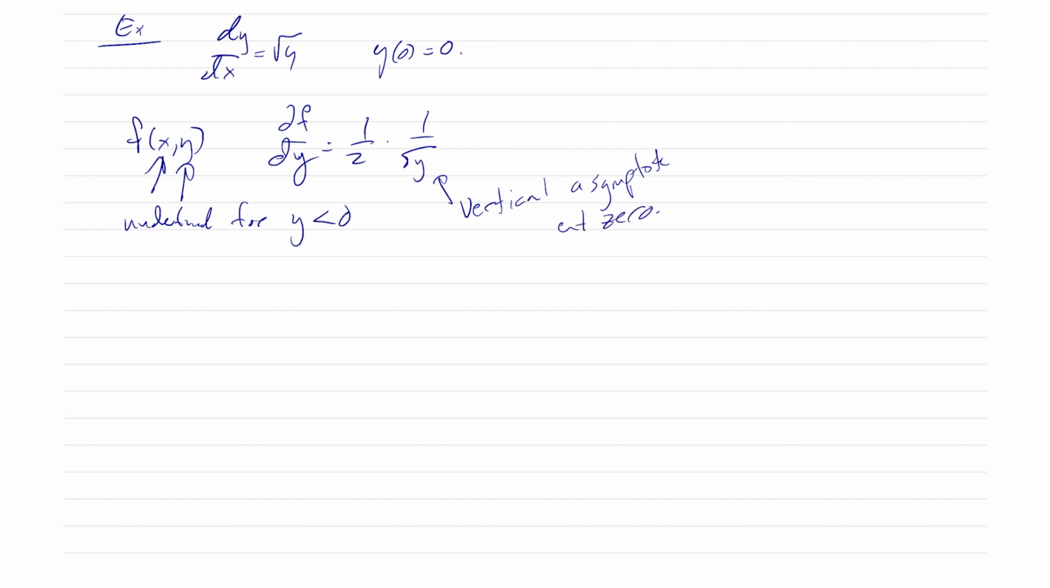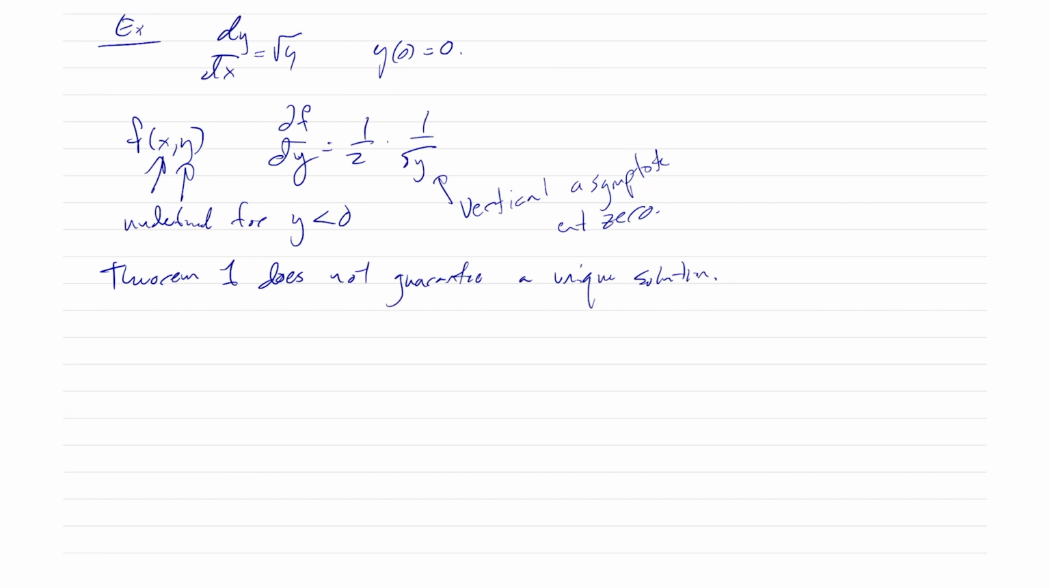Now, it actually does have a solution. It actually has multiple solutions, and so there is a solution to this, but it is not unique, and that's why Theorem 1 does not guarantee a unique solution.